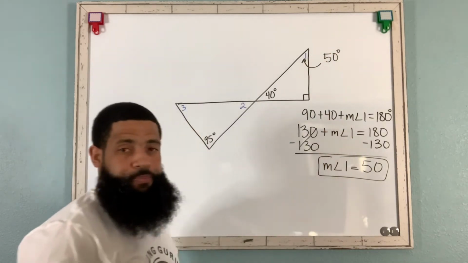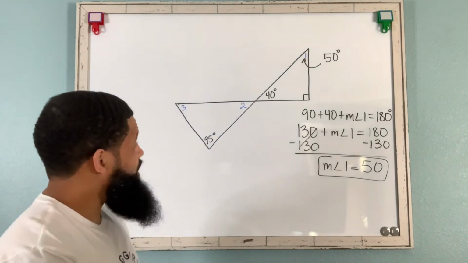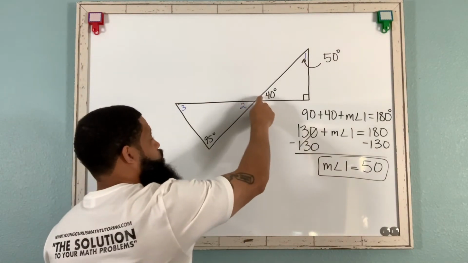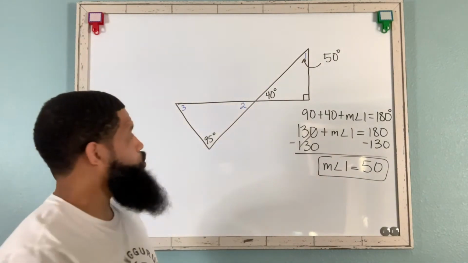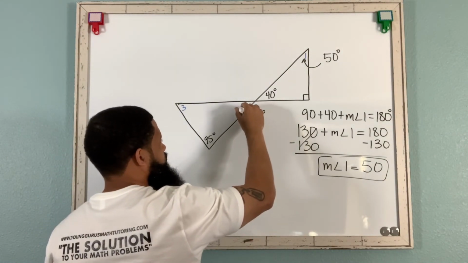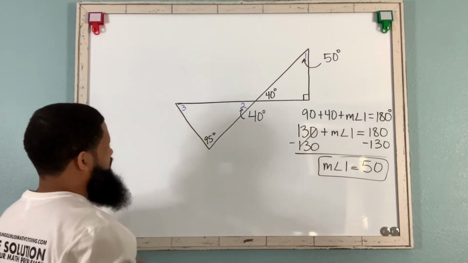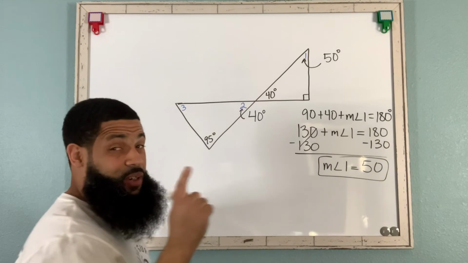Boom. Now, the measure of angle 2 is fairly simple to get because it is a vertical angle with this 40-degree angle. So measure of angle 2 is simply 40 degrees because of the vertical angles theorem. Last but not least, I can take that information to find the measure of angle 3.